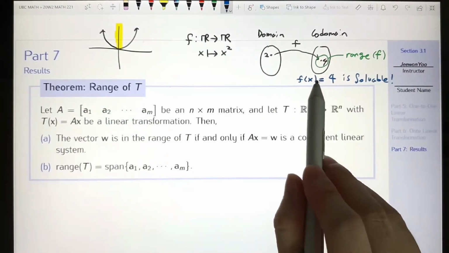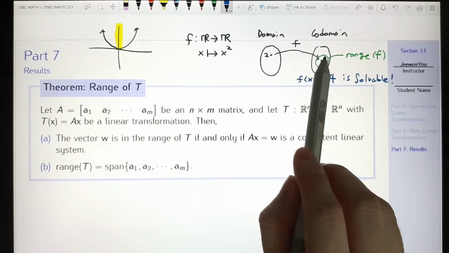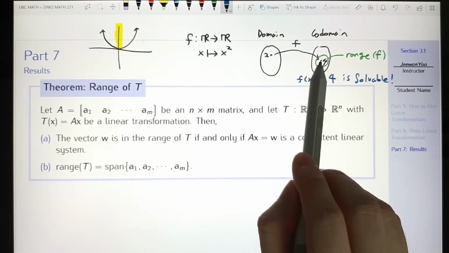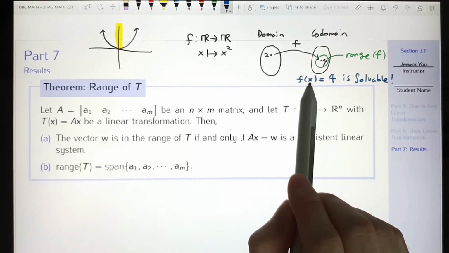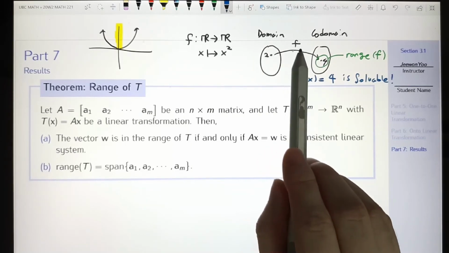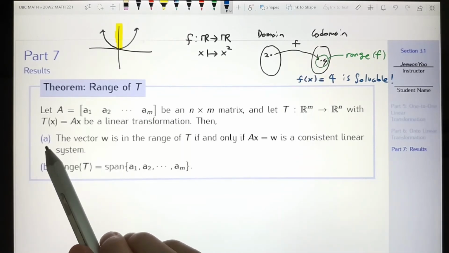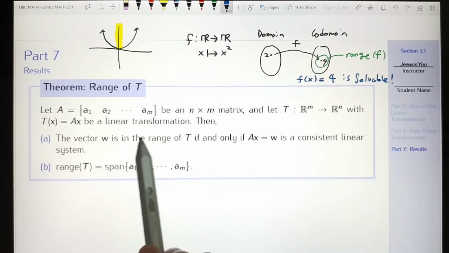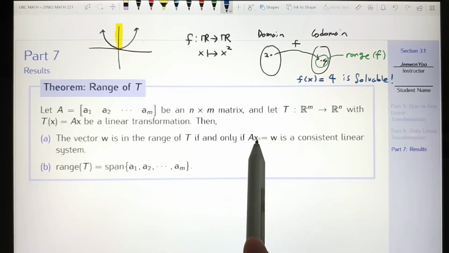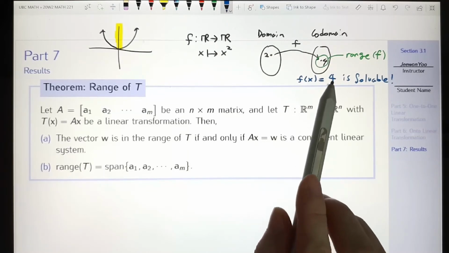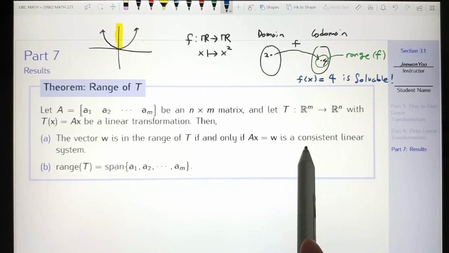Do you agree? This equation f of x equals 4 is solvable because this element in the range has been mapped by somebody in the domain. That means we can find at least one x that maps to the element in the range. Do you understand? So what this part A says is that if you can find an element in the range, then f of x, which means this guy, equals that element w, which means 4, is solvable. Solvable means consistent system for us.